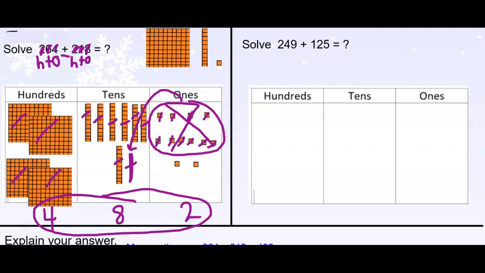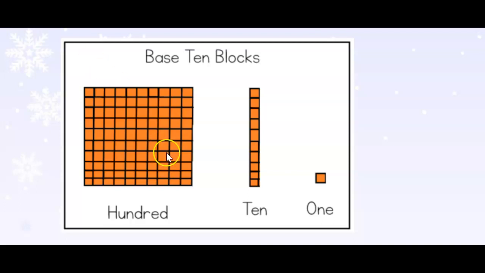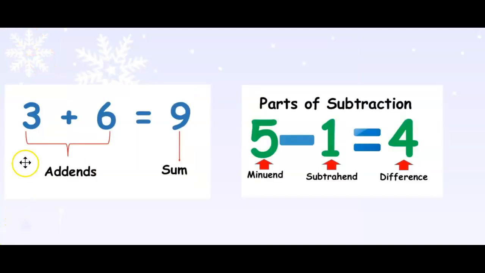Great job. Let's review what we've learned today. We've worked with and continue to learn about the base 10 block strategy using ones cubes, tens rods, and hundreds squares. We know that it takes 10 ones to make a tens rod and 10 tens rods to make 100 square. We've also been adding today, and we know that the numbers we add are called add-ins, and the answer is called the sum.